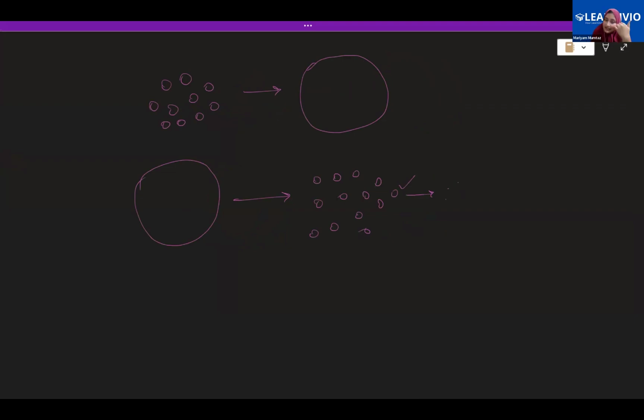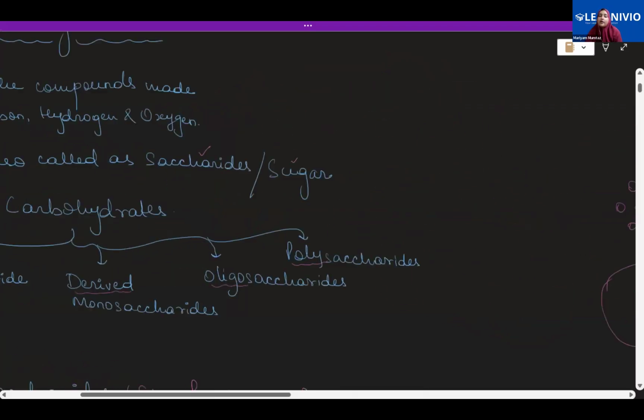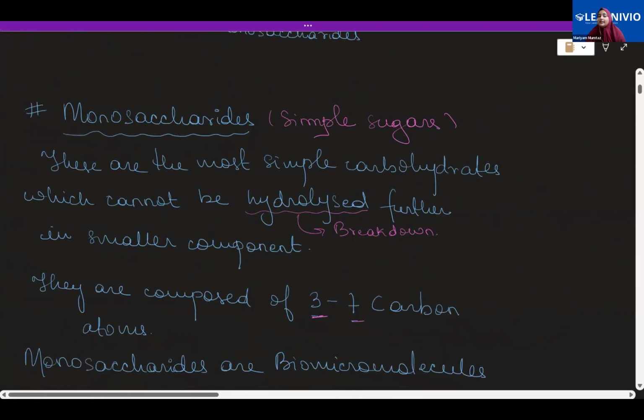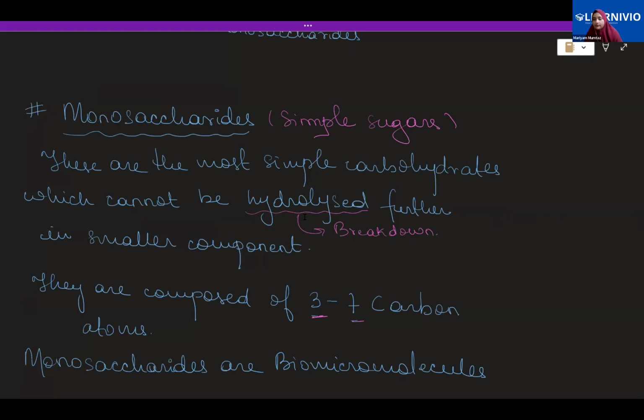No. Why? Because it itself is a monomer, right? It is the most basic structure, the lowest grade structure, which cannot be broken down into any further molecules. So when we talk about monosaccharides, these are the most simple sugars, okay? They cannot be hydrolyzed. Hydrolyzed means broken down in the presence of water into any smaller compound. This is the smallest compound.